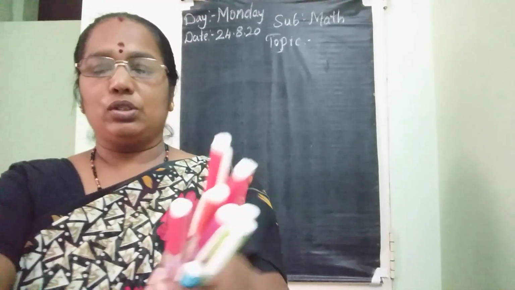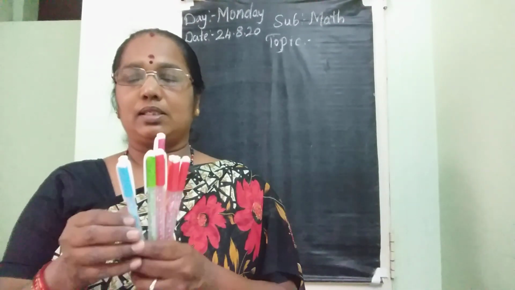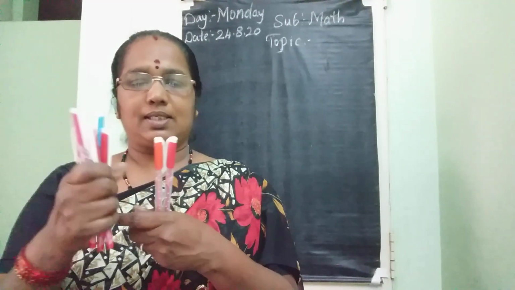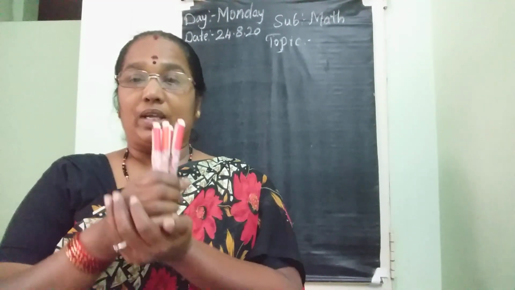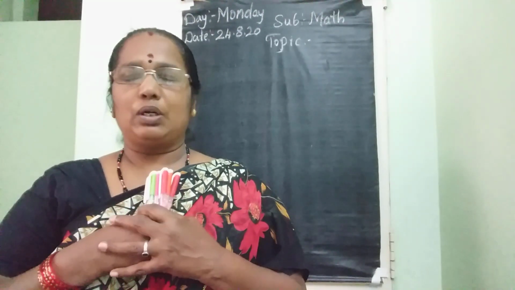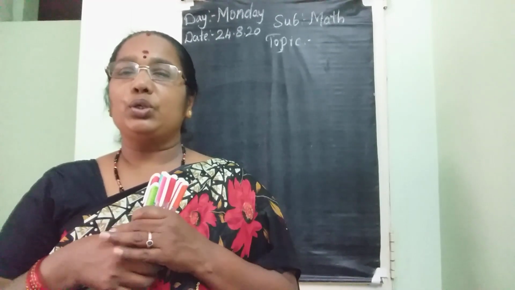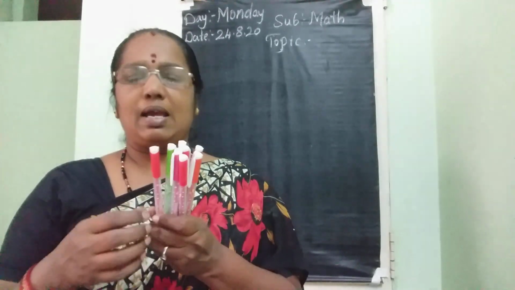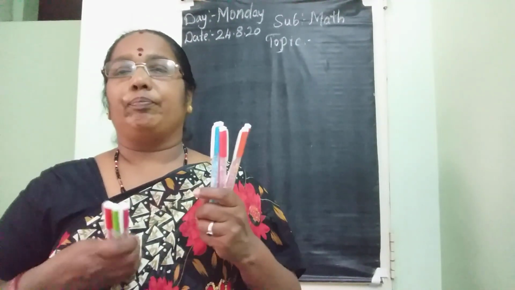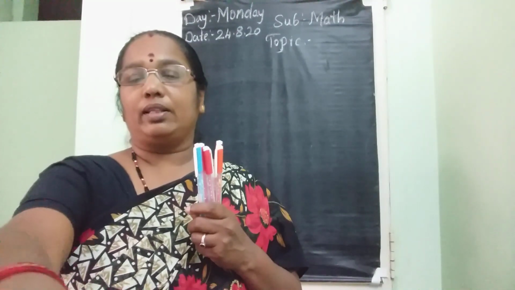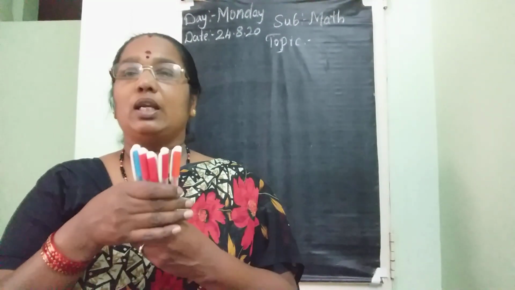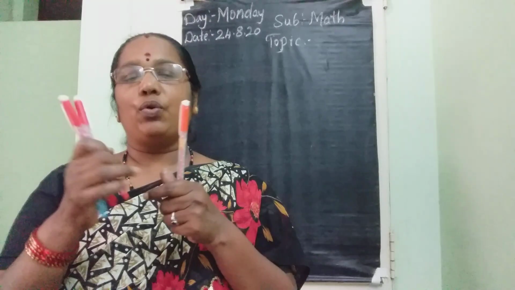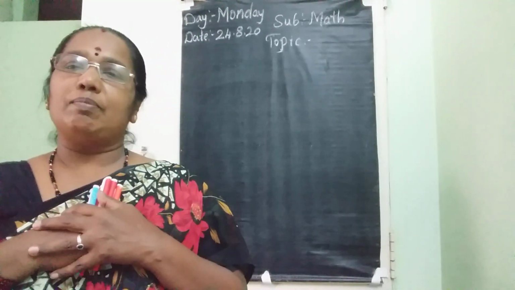Now children, I've got so many pens with me. How many pens? Let me count. 1, 2, 3, 4, 5, 6, 7 and 8 pens. Yes, I've got 8 pens with me. I have a best friend and I am going to share my pens with her. I will give 1, 2, 3 pens to my friend. And how many pens do I have in my hand now? 1, 2, 3, 4 and 5 pens. Yes, so I am left with 5 pens.